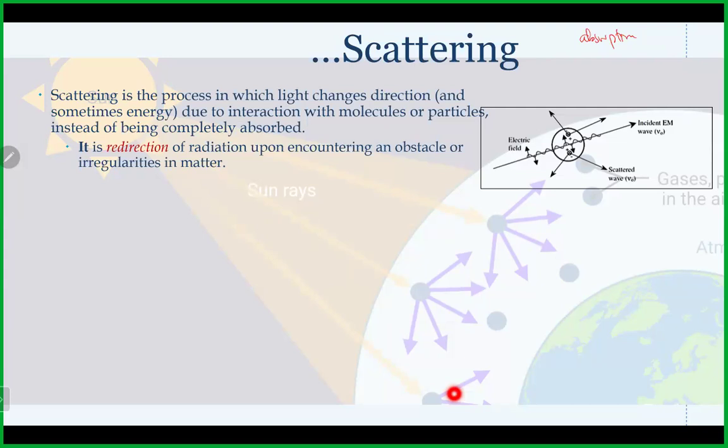Now, we say due to interaction with particles or molecules. This other definition says upon encountering an obstacle or irregularities in matter. So there are some molecules that possess this ability to scatter light. Not all particles possess the ability to scatter light. The background picture is showing how the sun rays are being scattered. Anyway, how does this apply to spectroscopy?